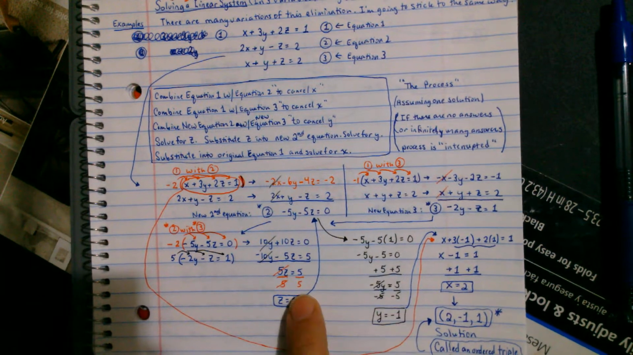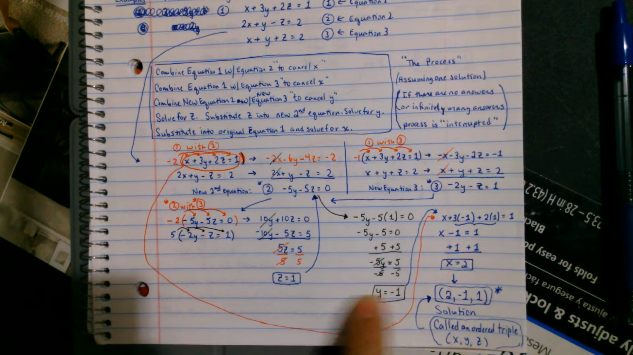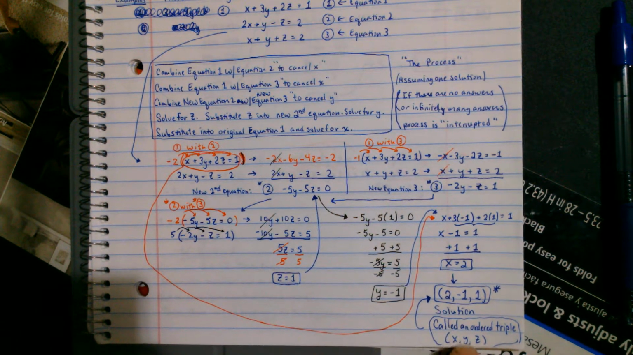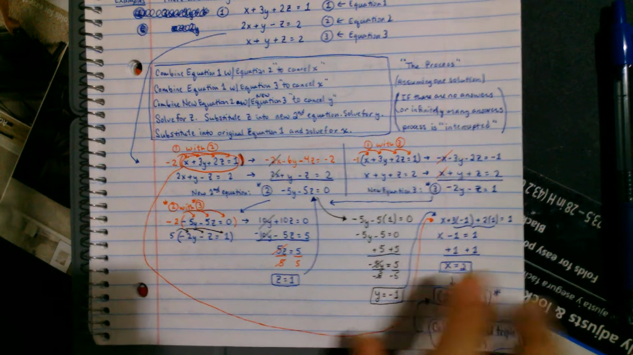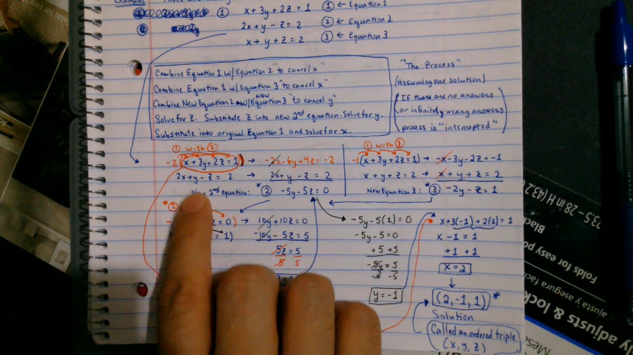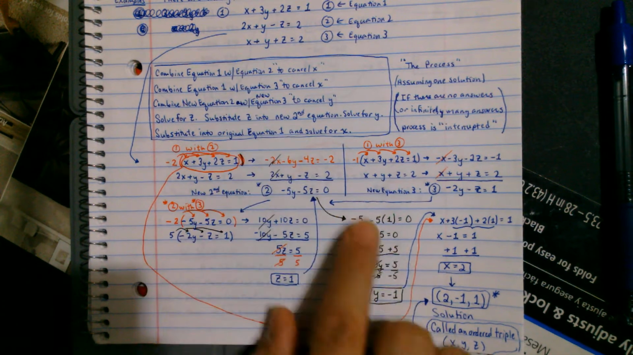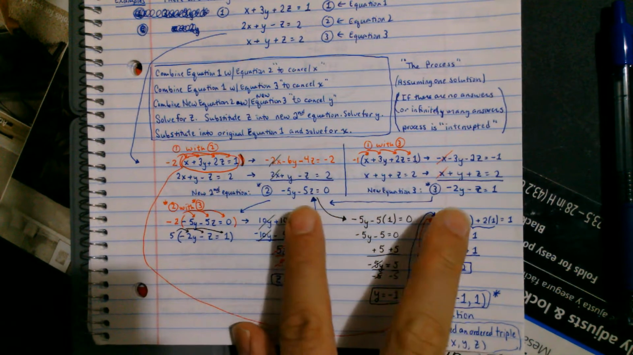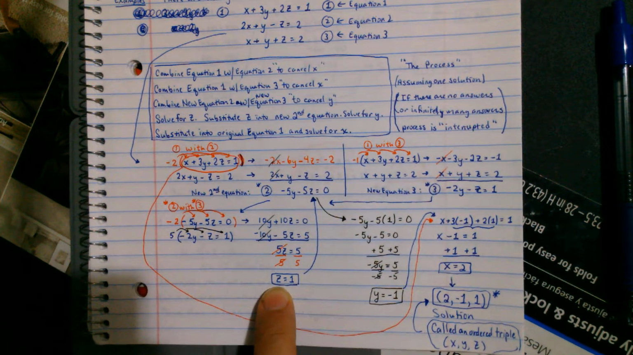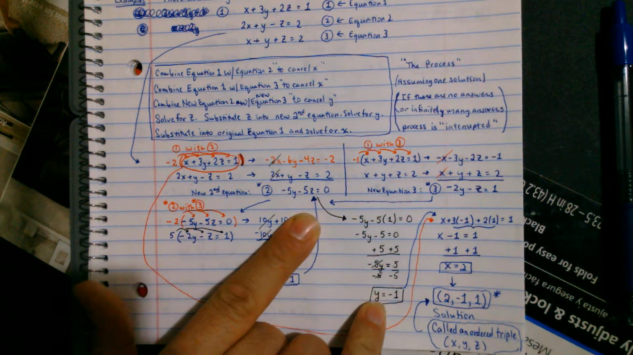So the whole point is to try to get your x, y and z values. So 2, negative 1 and 1, x followed by y followed by z, is called an ordered triple. Again, equations 1 and 2 kill x. Equations 1 and 3 kill x. Equations 2 and 3 kill y. Solve for z, then z back to 2 to get y.